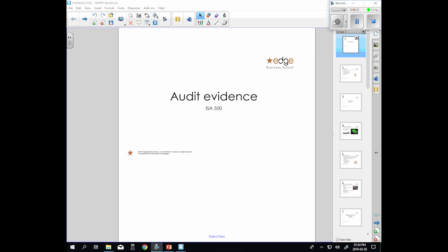So the assertions are like making a cup of tea. There are procedures to make a cup of tea. There are procedures to address the assertions. Like we discussed in the previous lecture, which was the introduction, we spoke about making a cup of tea, what the procedures are, and we linked that to the substantive procedures. Okay, the assertions would be the cup of tea.